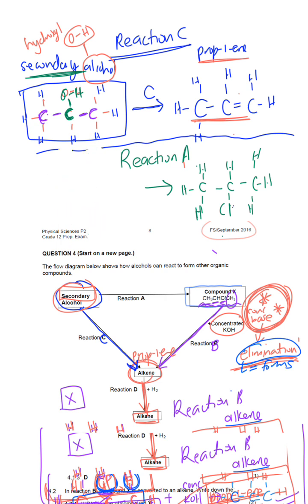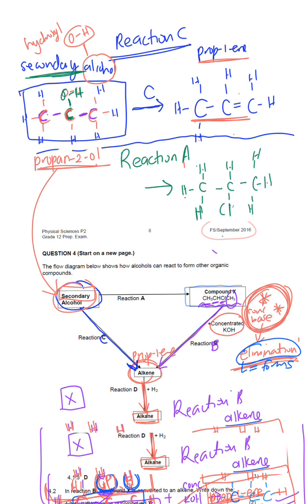So we use the definition of primary, secondary, and tertiary alcohols to help us there. So this alcohol name is going to be coming from propane. So 1, 2, 3 in the main chain, propan-2-ol, and that is our secondary alcohol.